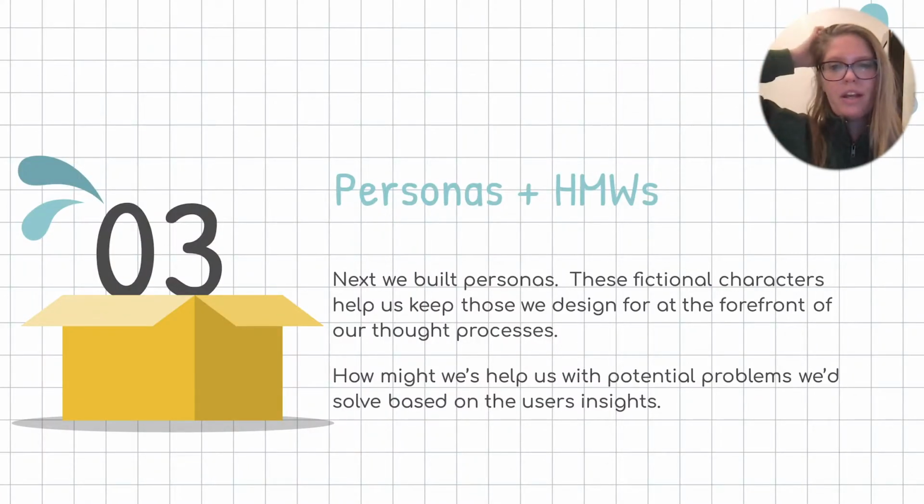Next up, our third point is personas and how might we. Personas are basically fictional characters, and they help us keep the people we're designing for in the forefront of our mind throughout this designing process. We also set up the how might we's in order to help us deliver on potential problems we could solve using the information we know about users. So first, let's look at the personas and see who we have.